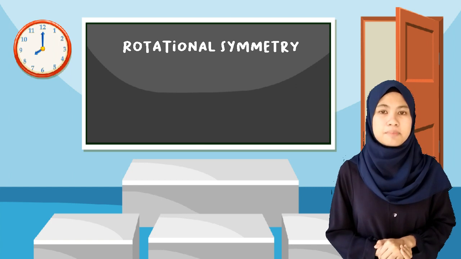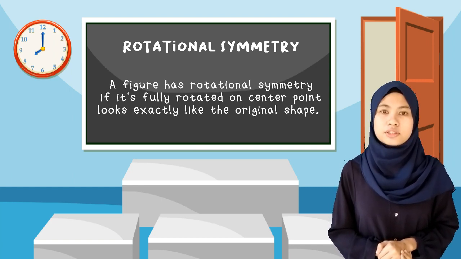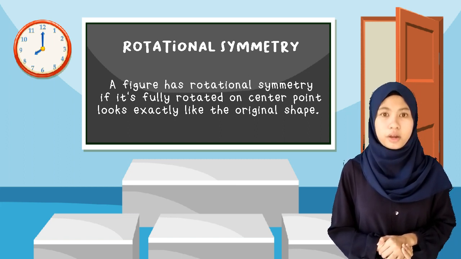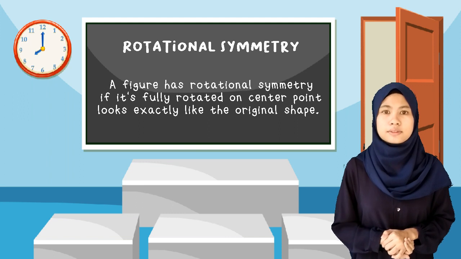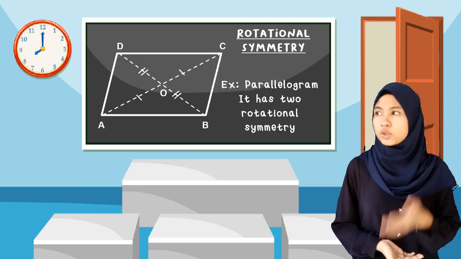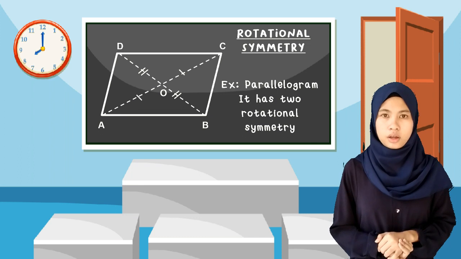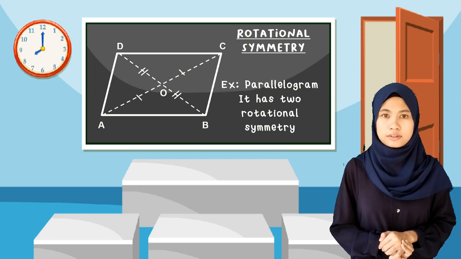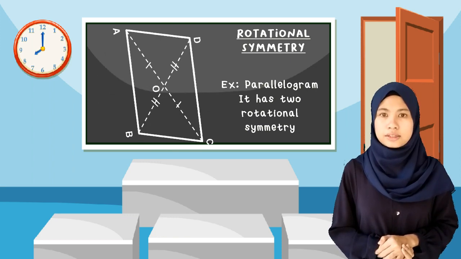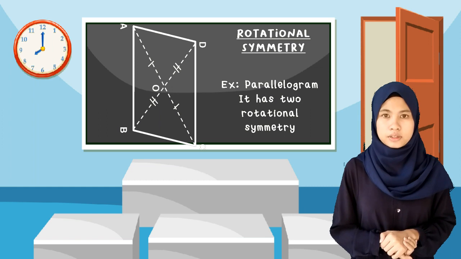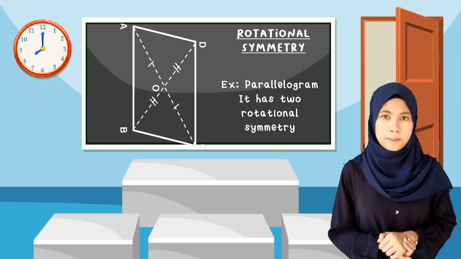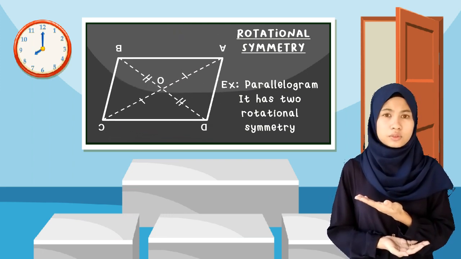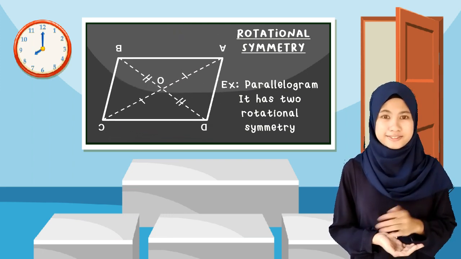Next, rotational symmetry. A figure has rotational symmetry if, when fully rotated on its center point, it looks exactly like the original shape. Look at this parallelogram. Now, the figure rests at 0 degrees. After rotating it by 90 degrees, we get this shape, and it's not the same as the original. Let's rotate the original shape by 180 degrees, and we see that it looks exactly like the original shape.